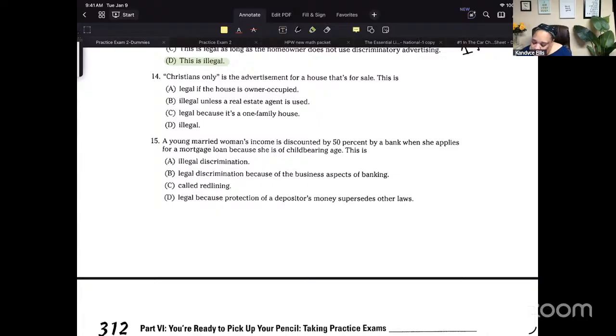14, Christians only is the advertisement for a house that's for sale. A, this is legal if the house isn't owner occupied. B, illegal unless a real estate agent is used. C, legal because it's a 1-family house. Or D, illegal. So we're back to that fair housing. What are we thinking?